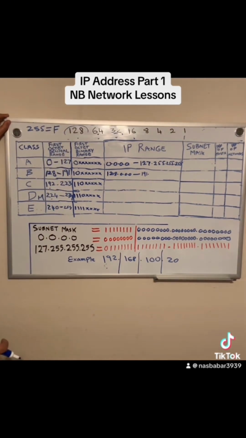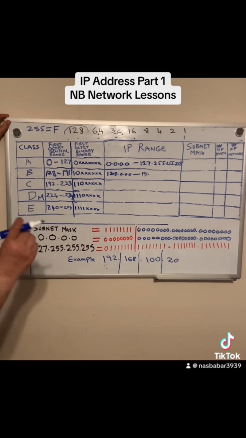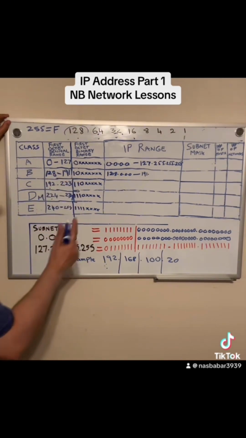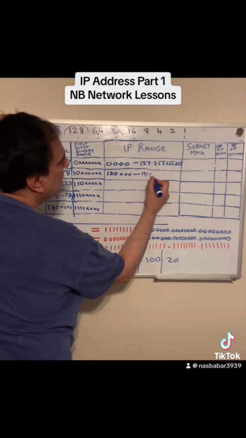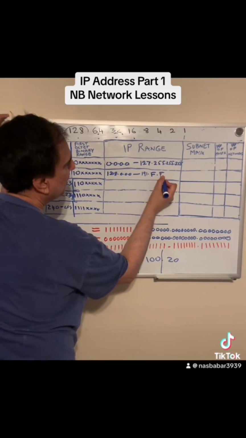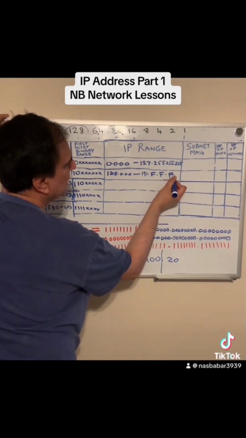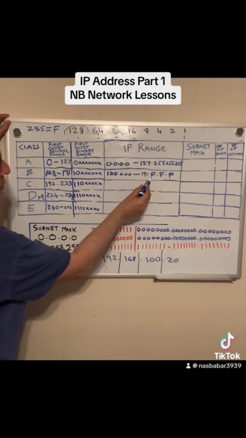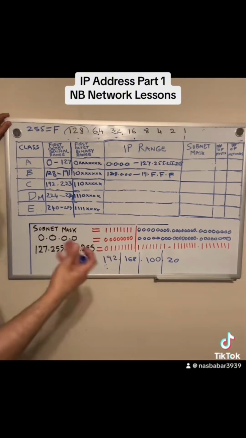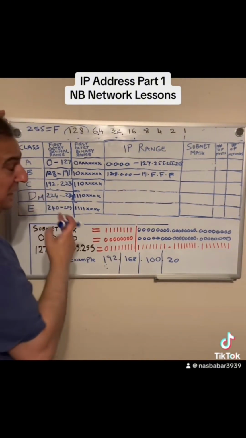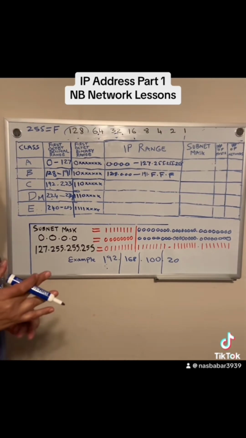When you get into the networking world, you'll see a lot of time, when I used to work for Cisco TAC, we used to always say F, F, F, F, which is 255, 255, 255. So if I say 191.f.f.f, that's basically 191.255.255.255, just a short form, because I have to complete the video within 15 minutes.